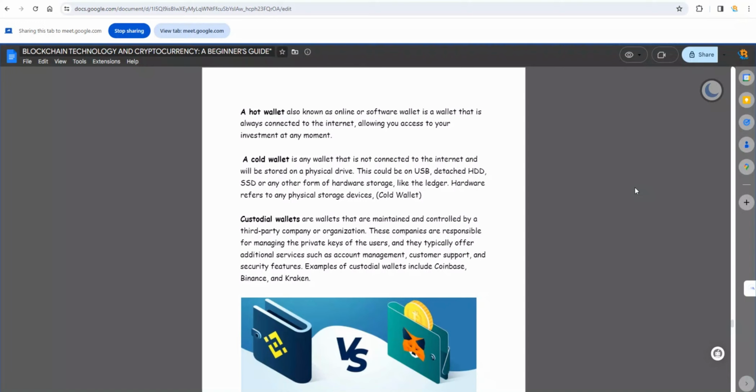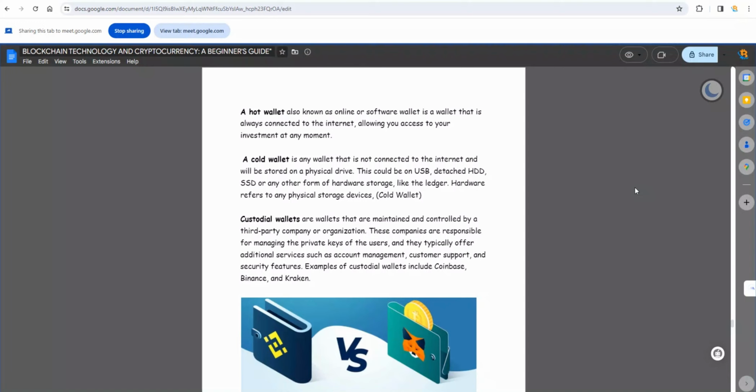Now, on to the custodial wallets. Custodial wallets are wallets that are maintained and controlled by a third-party company or organization. These companies are responsible for managing the private keys of the users, and they typically offer additional services such as account management, customer support, and security features. Examples of custodial wallets include Coinbase, Binance, and Kraken.